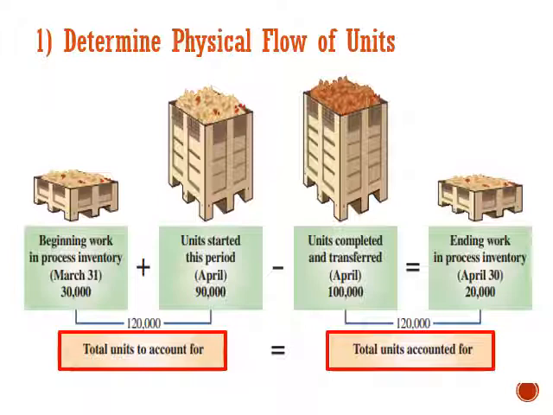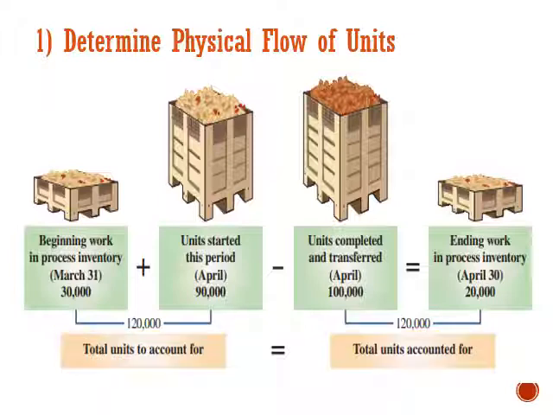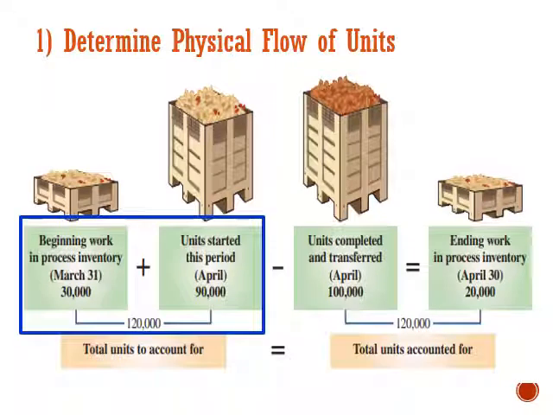For this particular case, the first process is roasting of the nuts and dried fruits in the roasting department. On the left, we have 120,000 units to account for, which consisted of 30,000 units beginning work in process inventory from the previous period, in this case the month of March, plus 90,000 units started in the new period, which is the month of April.